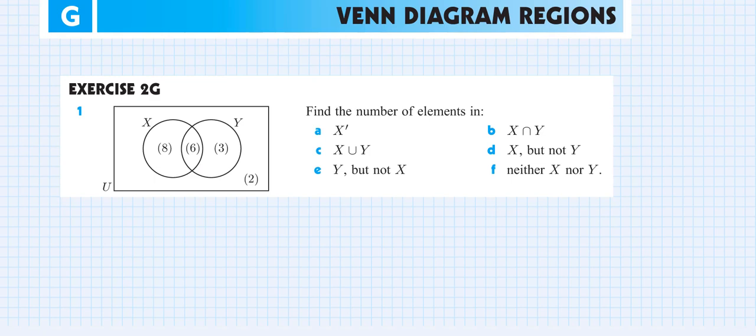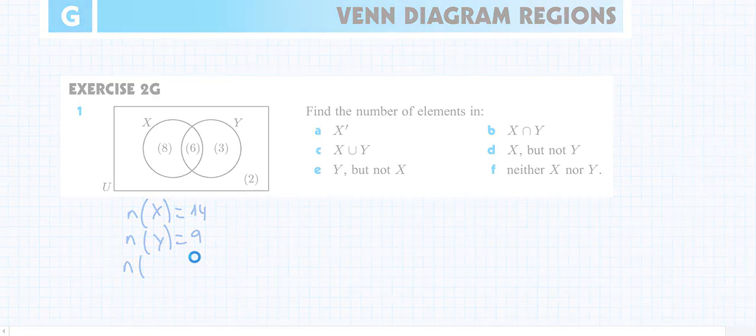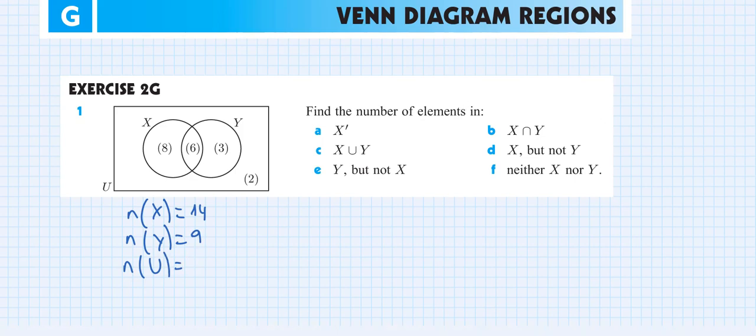Now in example number 1, what do these numbers mean? These 8 and 6 and 3, 6 means the intersection of X and Y, you have 6 elements in the intersection area. Set X has how many elements? 14 elements. And set Y, how many elements does it have? 9. And our universal set, how many elements do you have? In order to find it, you just need to add all the numbers. So I have 19 elements.